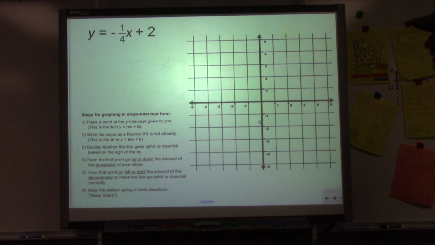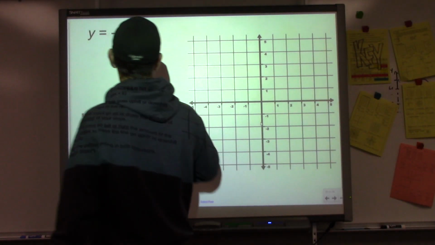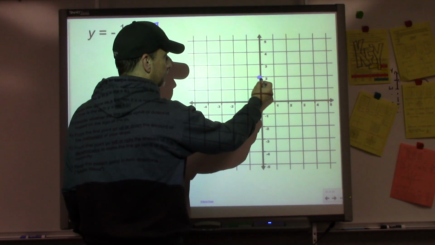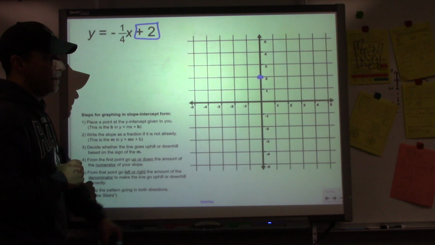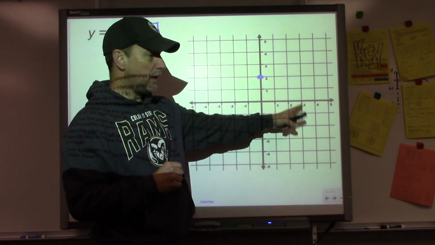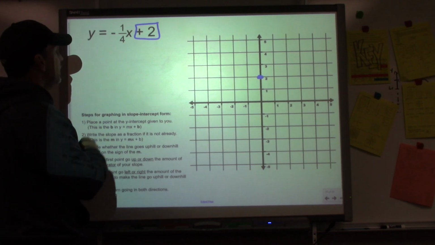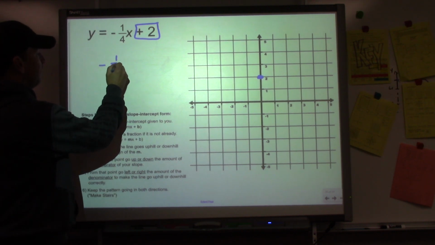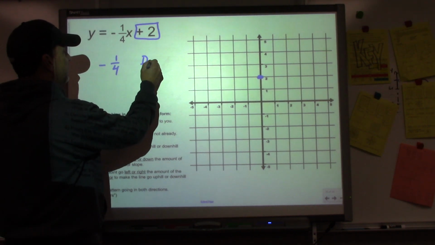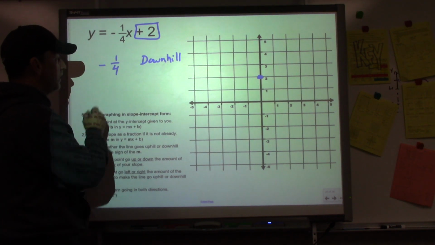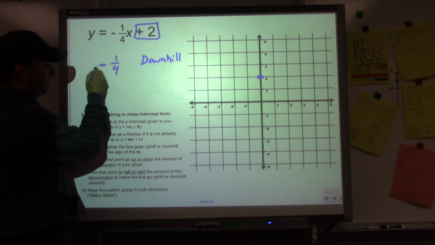I believe that's the last one. Okay, so here we go. We're going to put a dot at my y-intercept right there. Right? Never at the x-intercept. Always at the y-intercept for the first dot when we're in y equals mx plus b form. My slope is -1/4, so I know that it is downhill. I know that it's downhill because of this negative right there, right?